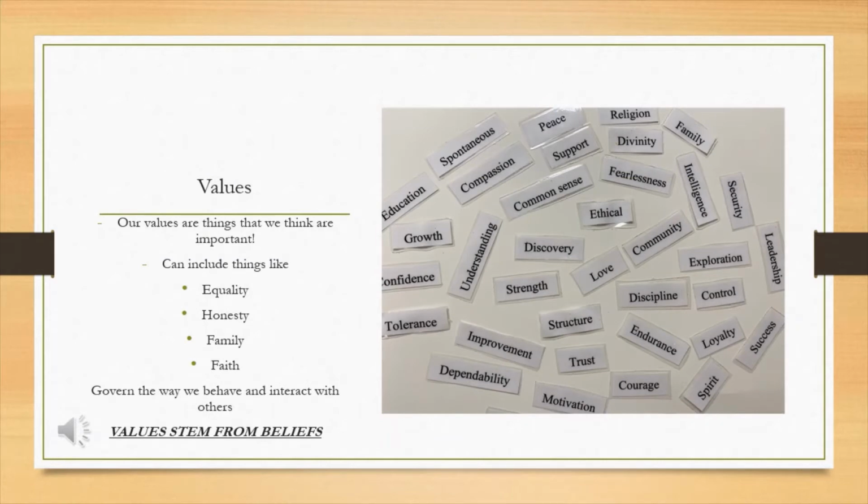All right, so let's dive right into what a value is. Our values are things that we think are important. This can include things like equality, honesty, family, and faith. It can also include things that you see in this picture here, such as education, improvement, divinity, religion, intelligence. Basically, our values govern the way that we behave and interact with other people in the world and other people around us. Value stems from our beliefs. So what's a belief? What does that mean?